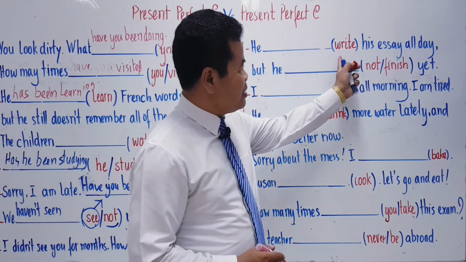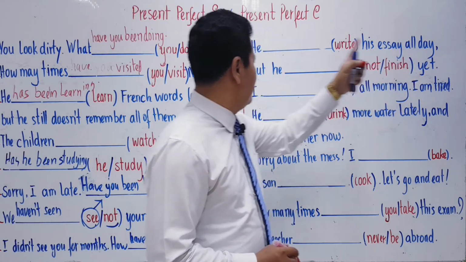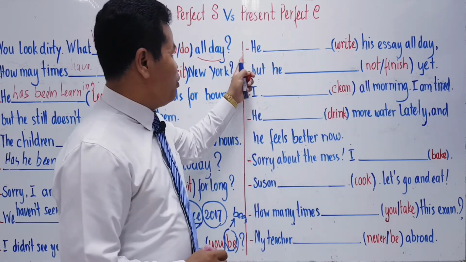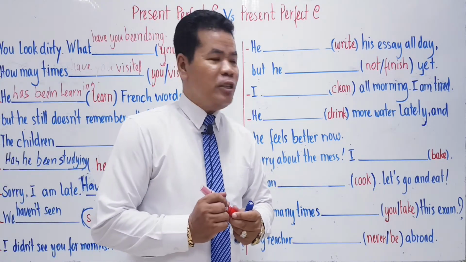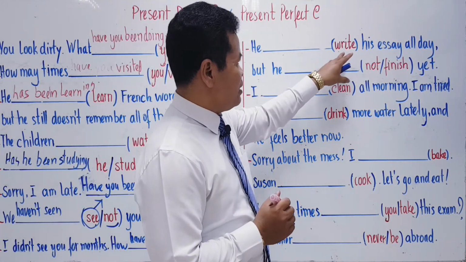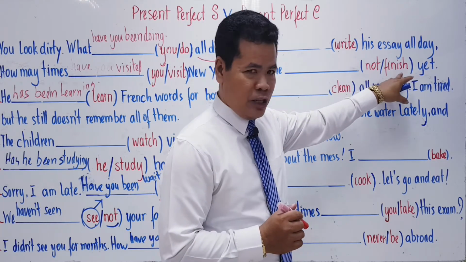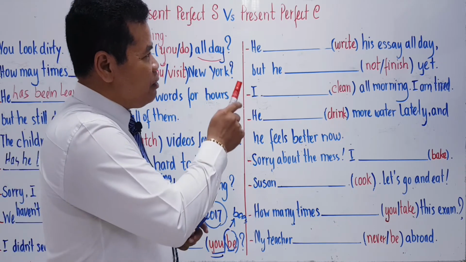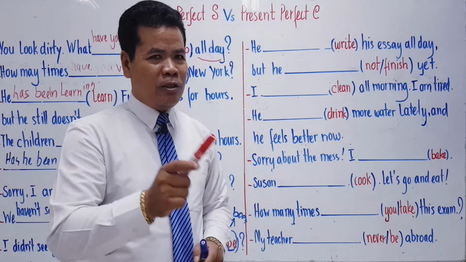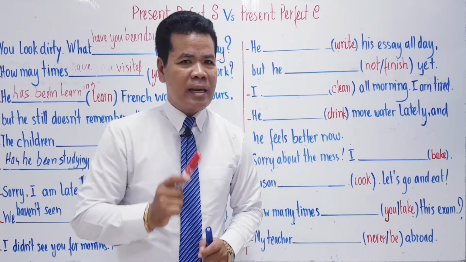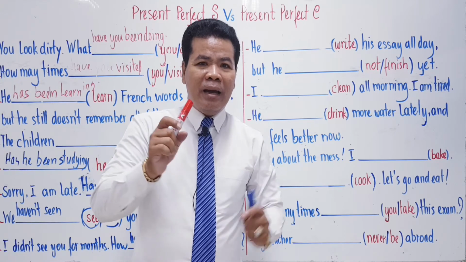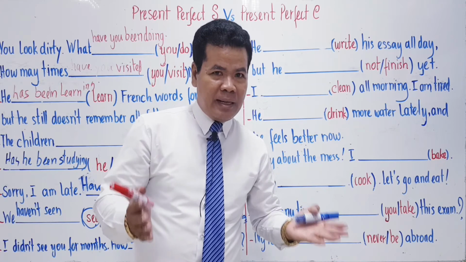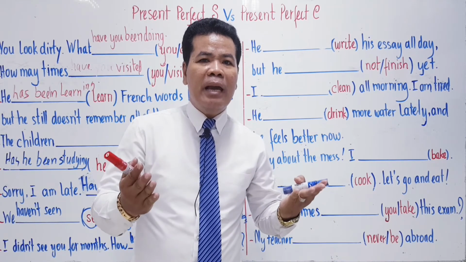He writes his essay all day, but he not finished yet. So in this exercise we have two blanks. You are going to complete two verbs. One is right, the other one is not finished, right? So let's go to the first one. Think about the situation. He writes his essay all day. So try to remember the phrase all day once again. All day means almost one day, a full day. But if you say all days, it means every day, right?